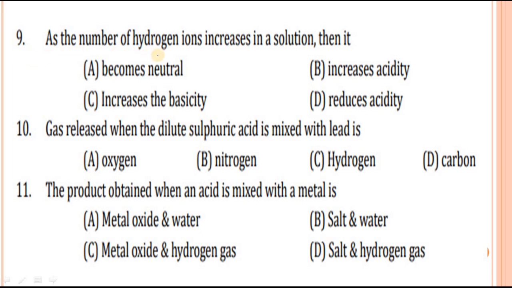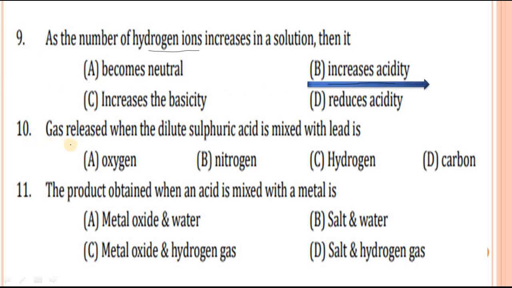As the number of hydrogen ions increases in a solution, students, see here, hydrogen ions increase. Hydrogen ion increase indicates the acidic properties increase. So if you see the B option, increases the acidity, so it will be the right answer.